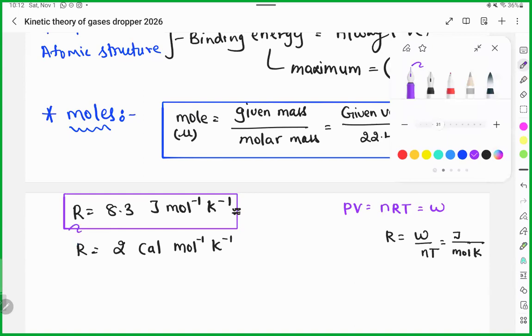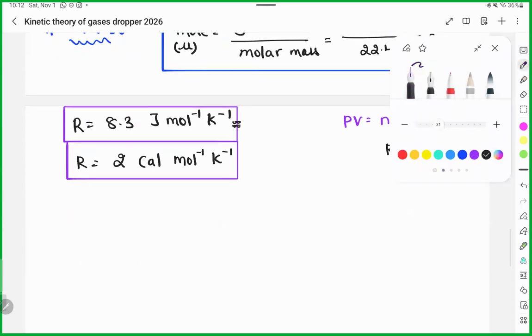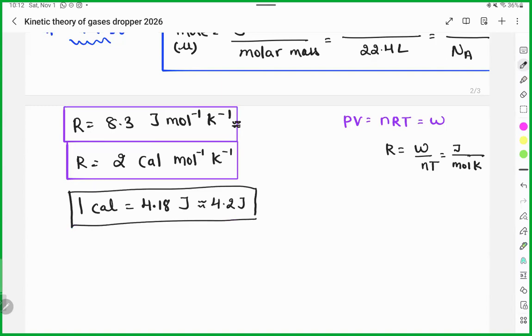Remember, they will not ask you the values, but unit is always important. Chandana, tell me, 1 calorie is equal to how many joules? So 4.2. Yes, approximately 4.2, or sometimes we write 4.18, approximately 4.2 joule. Yes, that's why if you take 8.4, it will be exactly 2 calorie R value. Correct?